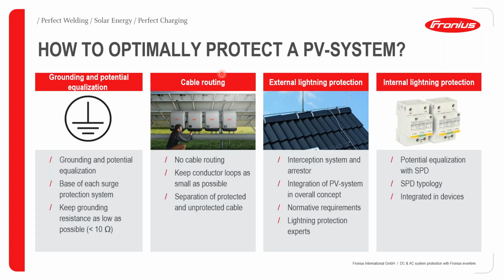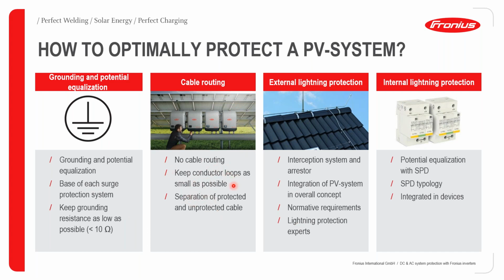So how then to optimally protect a PV system from a Fronius perspective? Number one, we do recommend that you do grounding and potential equalization. This equalization will be the base of each surge protection system. And we do recommend that you keep your grounding resistance as low as possible, below 10 ohms. When it comes to the connection of cables and the arrangement thereof, we do recommend no cable routing.